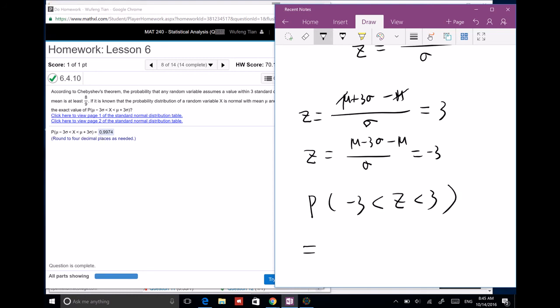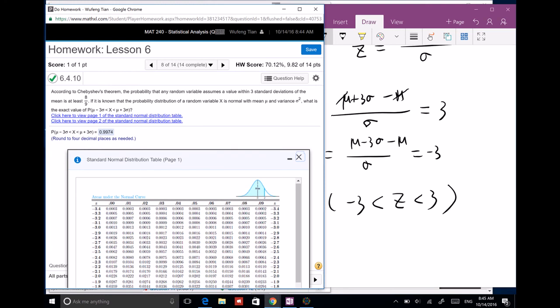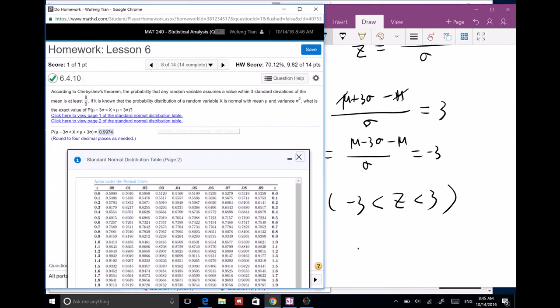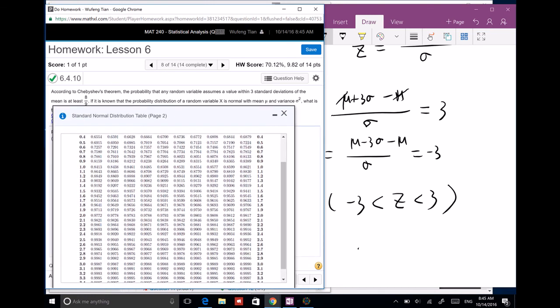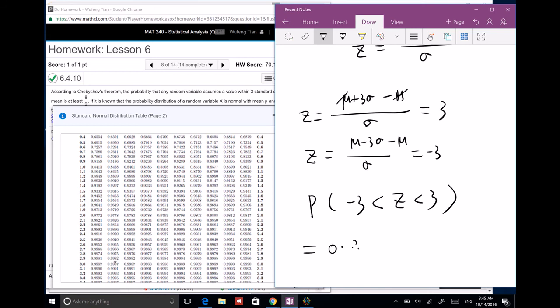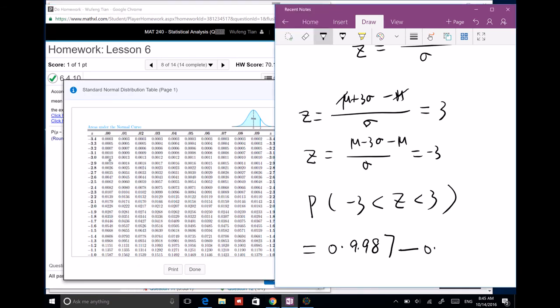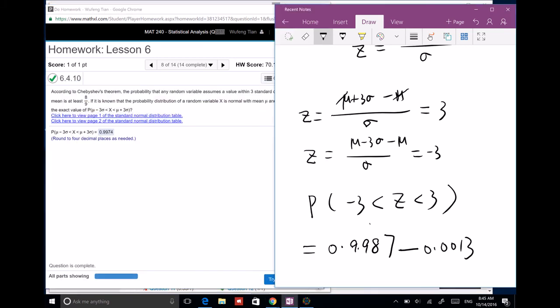So now what you need to do is find negative 3 and positive 3 in the table. What's the probability for positive 3? Positive 3 is 0.9987, okay? Then what's the probability of negative 3? The probability of z less than negative 3 is 0.0013. You can find it from the table. And you subtract those two, and that gives you the answer.